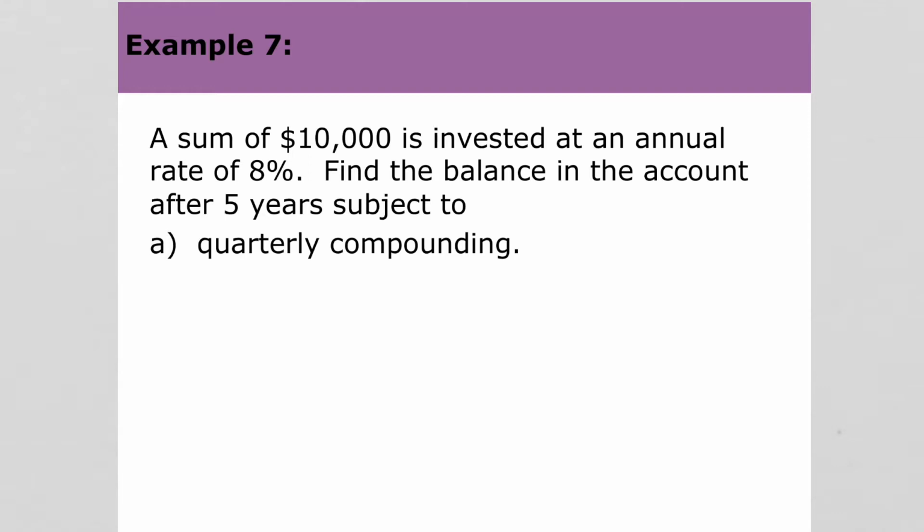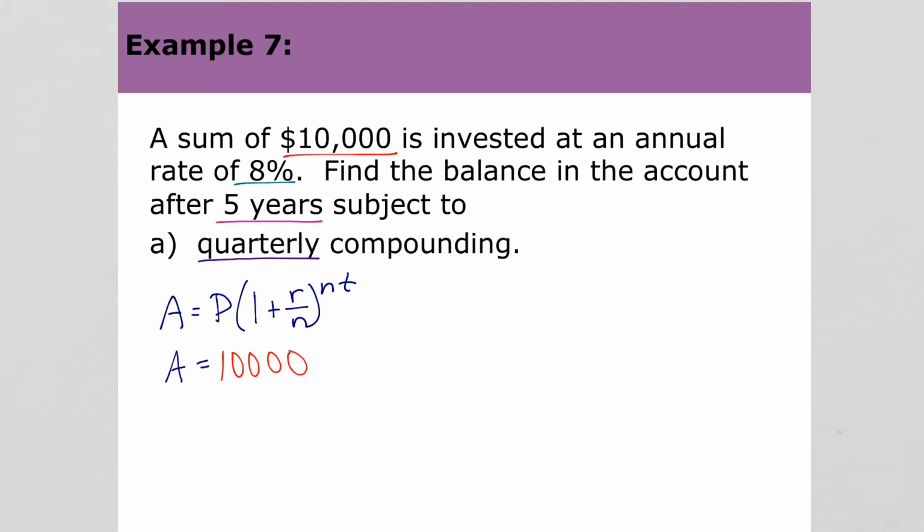For example 7, we're going to look at a sum of $10,000 invested at an annual rate of 8%. Find the balance in the account after 5 years, subject to quarterly compounding. So we're looking at the function A equals P times 1 plus r over n to the nt, and we're going to plug in. So we started with $10,000. Then we have 1 plus, the rate is 8%, so that's 0.08, changing it to a decimal. We're compounded quarterly, so n is 4. And t, it says 5 years, so we're going to multiply by 5.